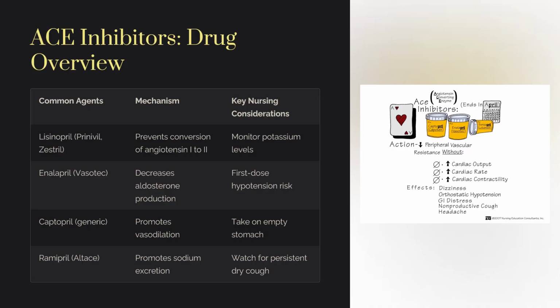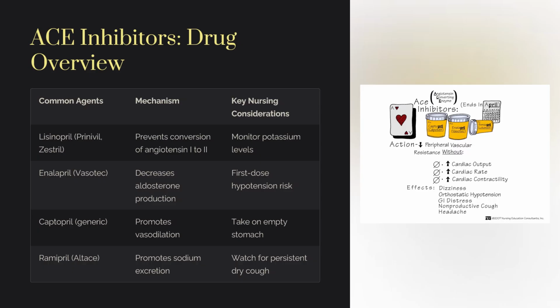All right, so ACE inhibitors. I've said what this does. It blocks that angiotensin converting enzyme. It's preventing vasoconstriction, decreasing aldosterone, which is decreasing the sodium, which is decreasing the fluid, which decreases the blood pressure. Okay? This is just a little helpful thing for you to remember.